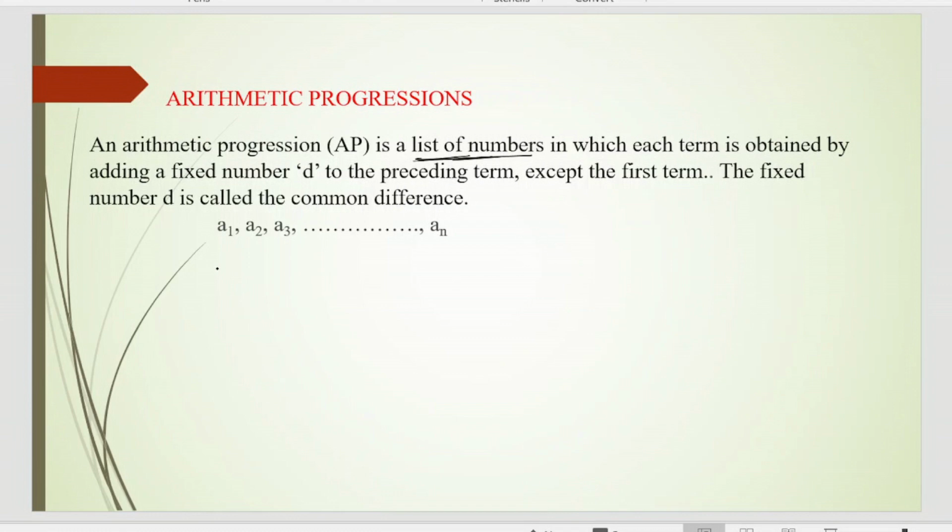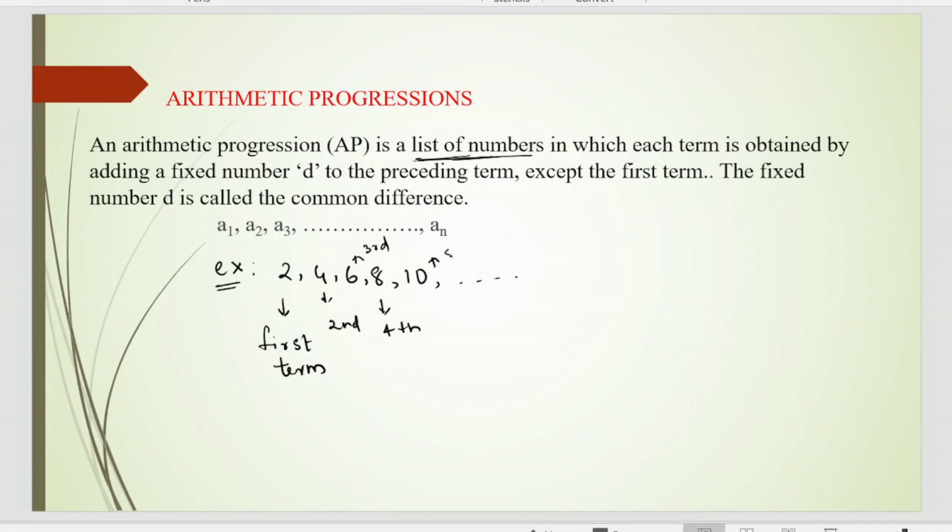So see here, if you take an example, 2, 4, 6, 8, 10. These are a list of numbers. So this is your first term. And this one is the second term. This one is the third term. This is the fourth term. And this is the fifth term. Okay, and so on.